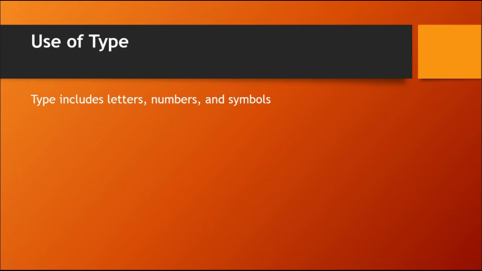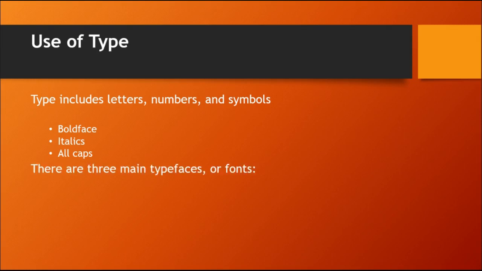Variations in type such as size, boldface, italics, or all caps can direct a reader's attention to an argument's structure and highlight main points. There are three main typefaces or fonts: serif fonts, sans serif fonts, and specialty fonts.